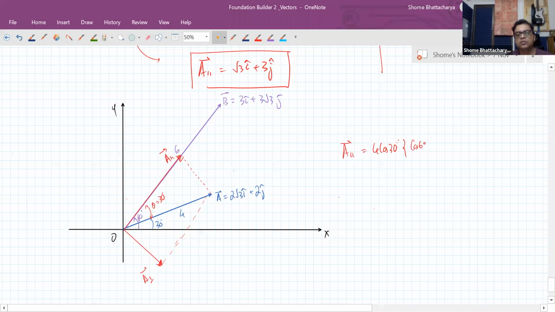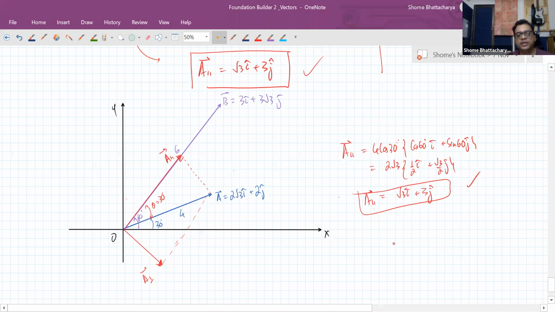So it is cos 60 I cap plus sin 60 j cap. So this will become root 3 into 1 by 2 I cap plus root 3 by 2 j cap. So it will become root 3 I cap plus 3 j cap. So geometrically you can see that this and this are justified.